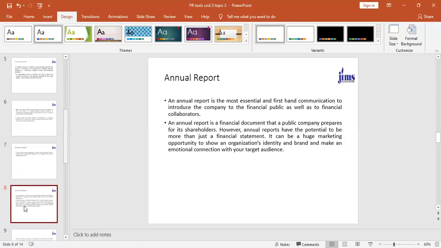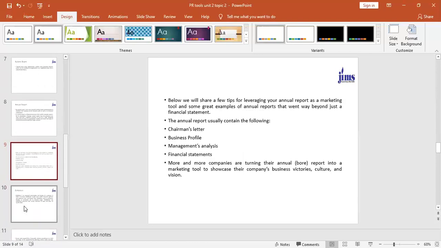It is very important because you can show your stakeholders what exactly is happening in the organization, where money is being utilized, and what kind of profits there are. It helps them to understand the functioning of the economy of the organization. As mentioned, it is a huge marketing opportunity for identifying the brand and making an emotional connection with the target audience. Next are a few tips for leveraging your annual report. An annual report should contain the following: chairman's letter, business profile, management analysis, and financial statement. More and more companies are turning their annual report into a marketing tool to showcase their company's business victories, culture, and vision.